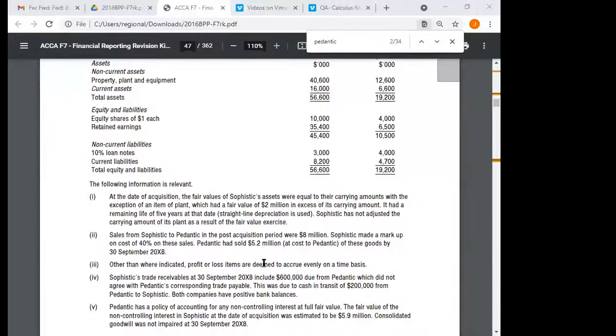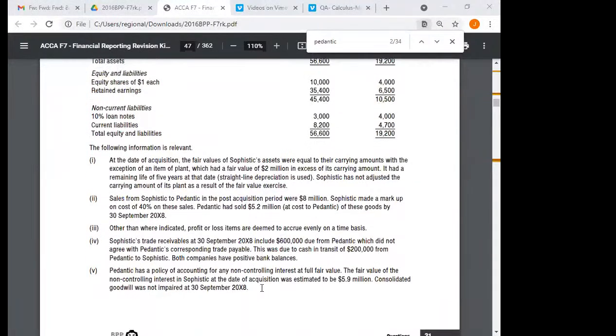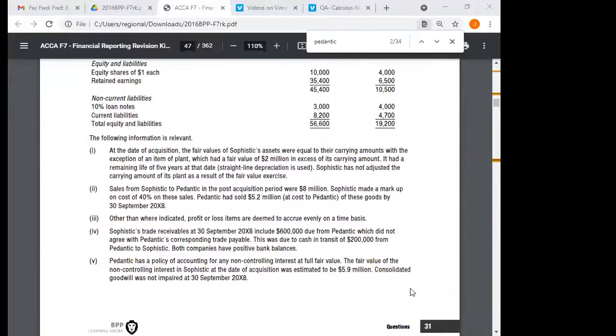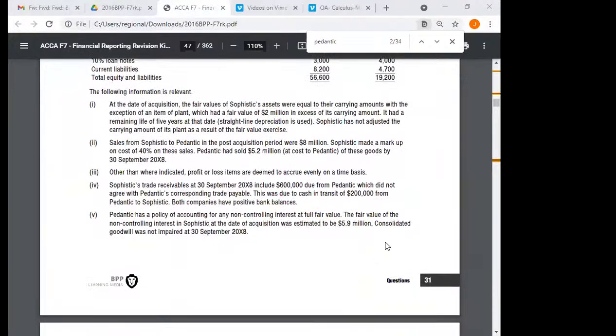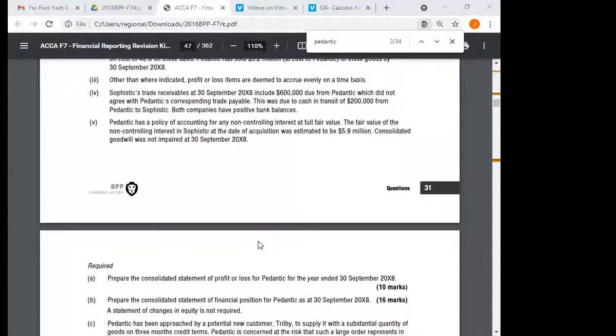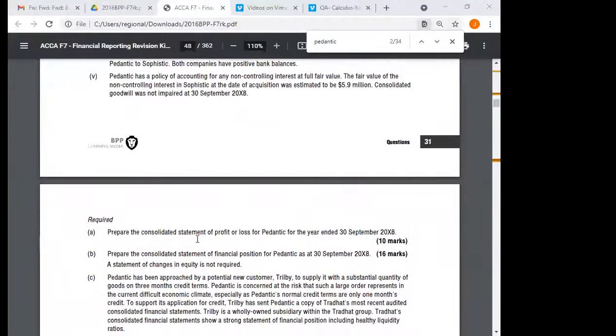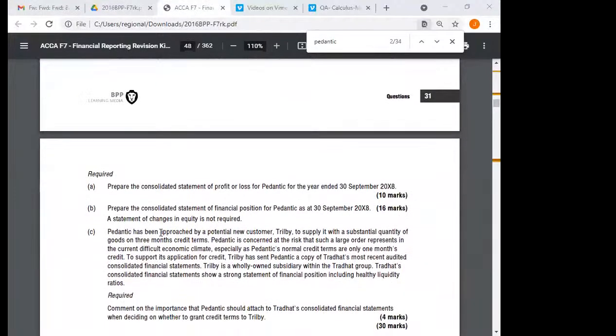Other than where indicated, Sophistic trade receivables were due from Pedantic, which did not agree with Pedantic's corresponding payables. NCI, the fair value of NCI in Sophistic at the date of acquisition was estimated to be $5.9 million. Consolidated goodwill was not impaired. So they want us to prepare the consolidated statement of P&L for Pedantic for the year ending like that. Prepare consolidated statement of financial position for Pedantic. Statement of change in equity is not required.